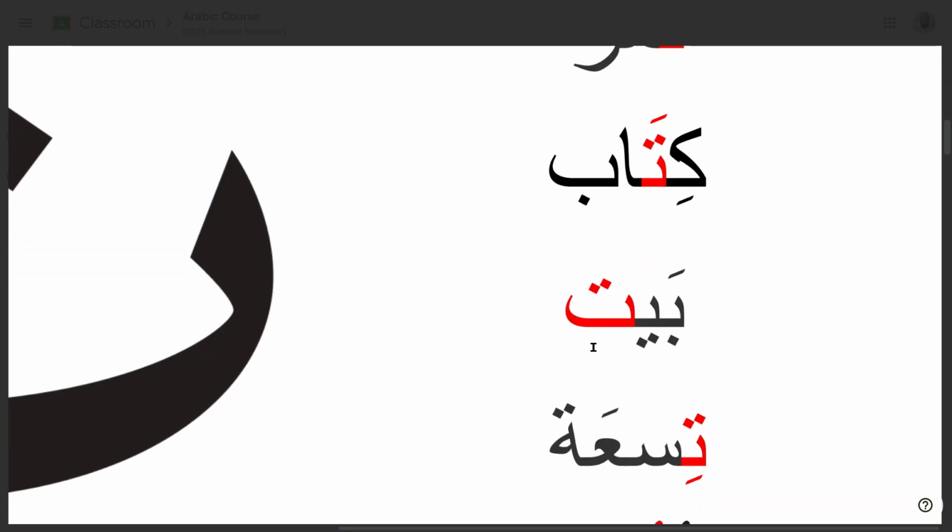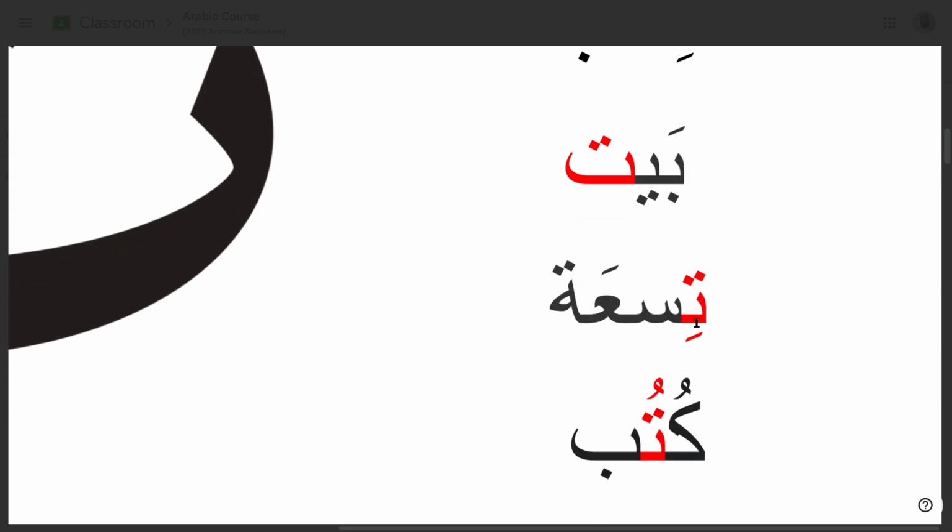We have bait. I showed you the example of B in the beginning. Now we have T at the end. This is the ta in its final form. It has a sukun because there's nothing above or under it. So what is the ta with sukun? Bait means house.